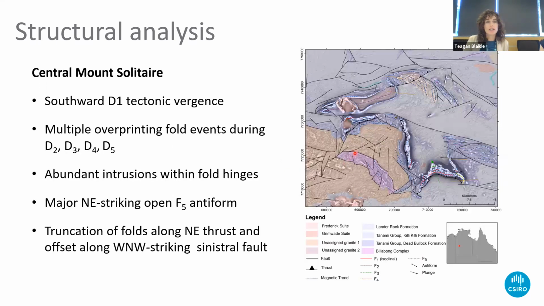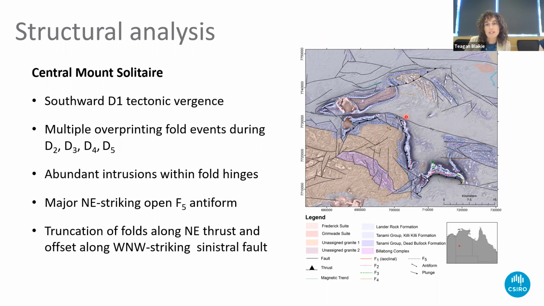Whereas if you look in Mount Solitaire, again, we see type 2 fold interference patterns. Here we've got a type 2 fold interference pattern associated with this refolded F2 fold, which is refolded by these east-west striking F4 folds. Here we can see our earlier northwest striking F3 folds now plunging to the northwest. So you end up with very complex fold overprinting relationships.